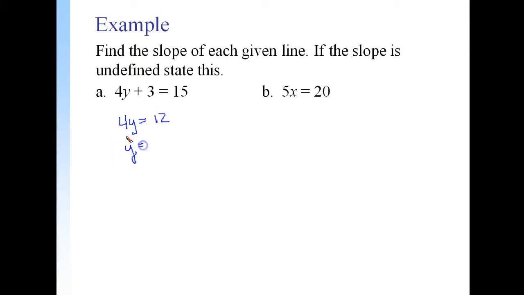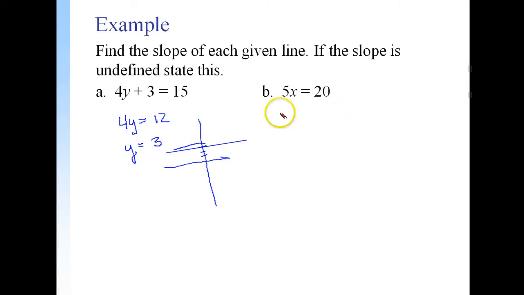Y equals, divide both sides by 4, is 3. So the graph of this line will be a line 1, 2, 3. Oh, I'm not doing that very well. Let me use my line tool here. There we go. A horizontal line that's off to the side a little bit. But this is your graph of this equation, and the slope is 0.